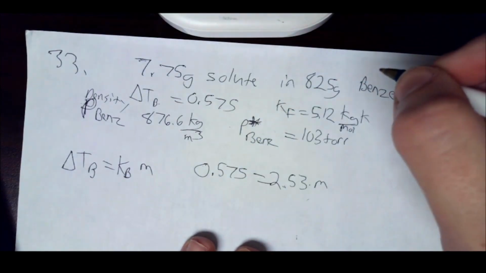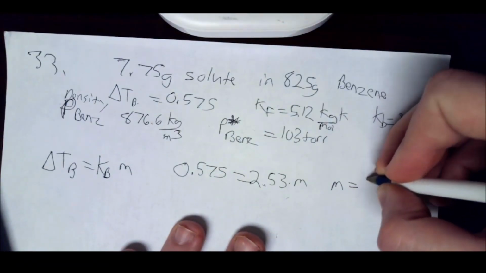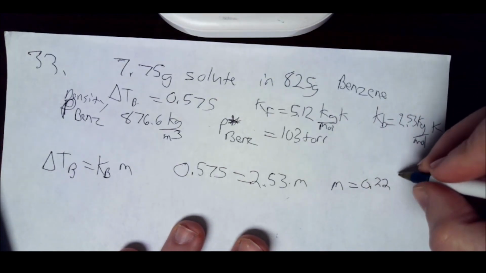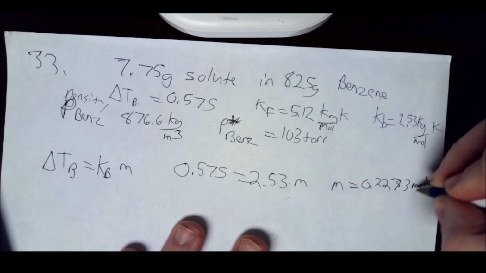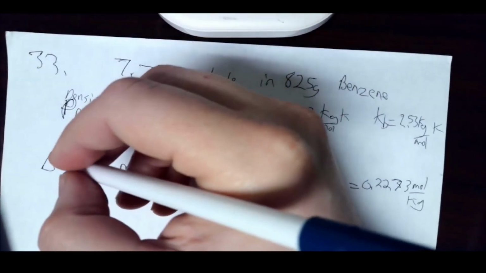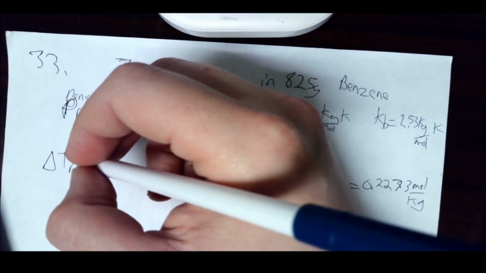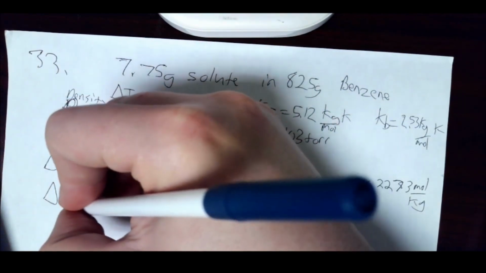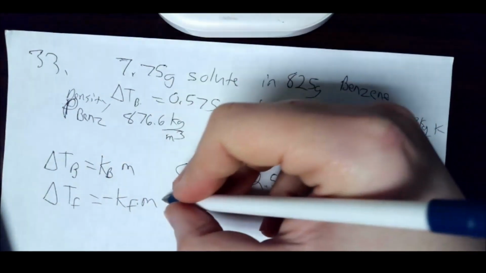Dividing 5.75 by 2.53, you would get the molality, which is going to be true for all the situations, is 0.2273 molal, which is moles per kilogram of solvent. That's going to be important later. The first thing we could easily calculate is the freezing point depression. Well, the freezing point depression is just going to be delta TF equal to negative KF times molality.